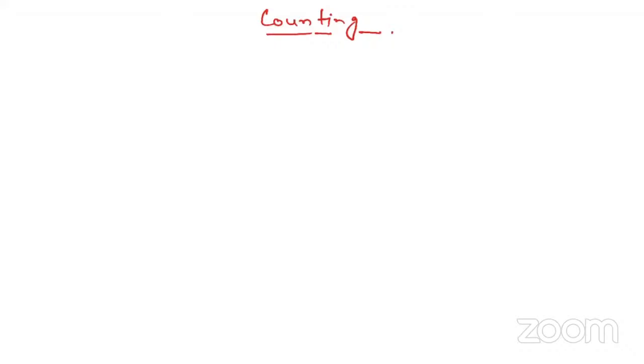With some notations. Hope everyone knows this notation. This is factorial n, or this is known as n factorial. Factorial n or n factorial, meaning, this is the notation for the numbers.